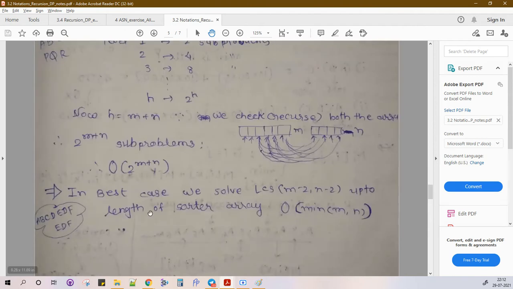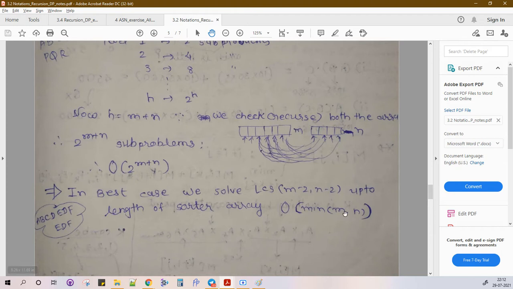So F and F will be discarded. Sum would be increased by 1. Now D and D would be discarded. Sum would be increased by 1. So my current sum is 2, and E and E would be discarded, my current sum would be 3. Now I don't have any element in the second array, so I will just discard my problem, right? So it would be order of minimum of m plus n.